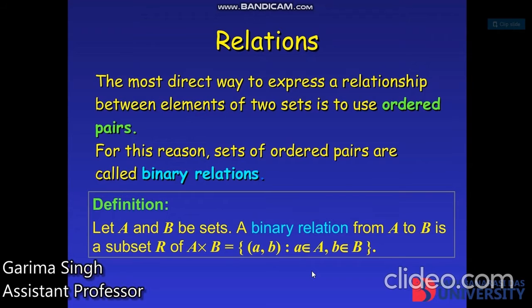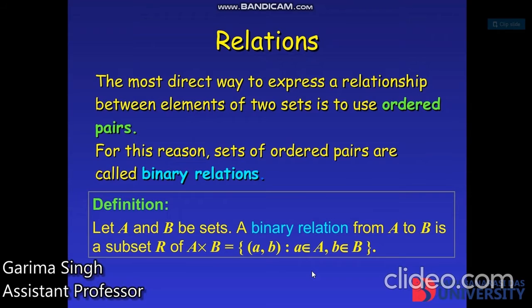Let A and B be sets. We have two sets named A and B. A binary relation from A to B is a subset R of A Cartesian product B. A cross B is the sign of the Cartesian product. The Cartesian product is not multiplication, but the pairing of every element of A with every element of B. When we perform a Cartesian product between A and B, we get all the possible pairs that may exist in the real world.